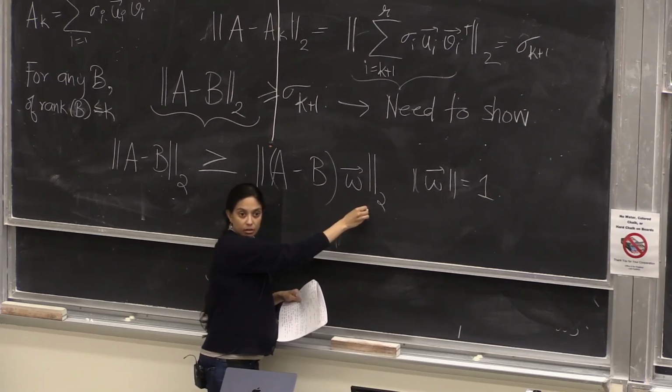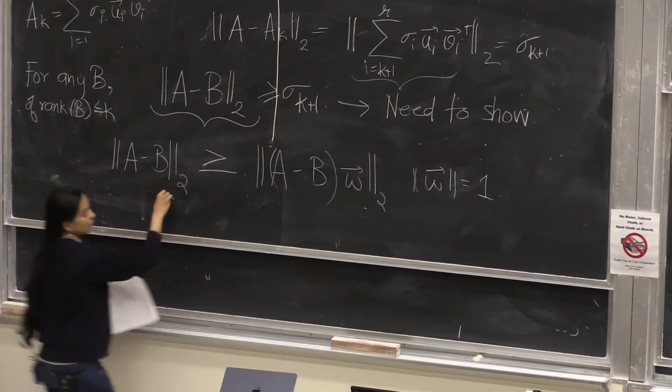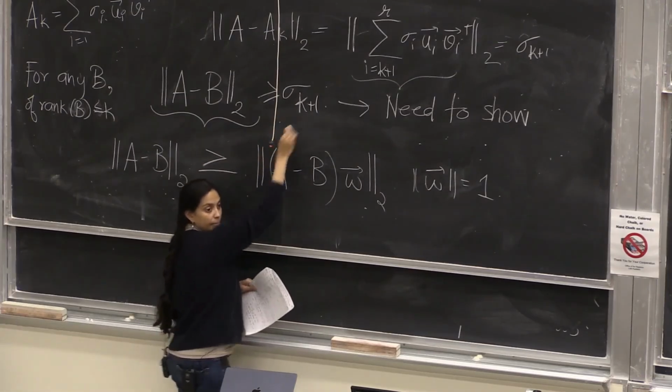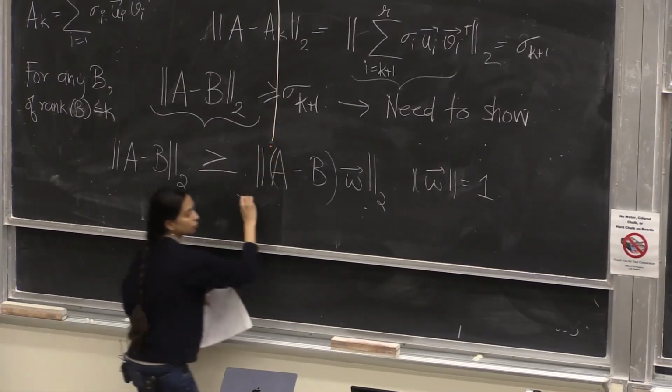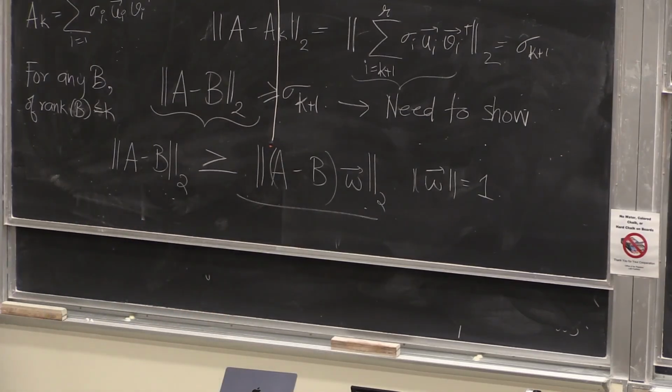Everyone with me? So if I want to prove that this thing is larger than sigma k plus 1, instead, if I try to prove this is larger than sigma k plus 1, is that good enough? And it's easier to deal with the vector norm, so I'm going to deal with the vector norm instead. Make sense to everyone? Step by step, let's make it easier, let's make it easier, is kind of our general life approach.